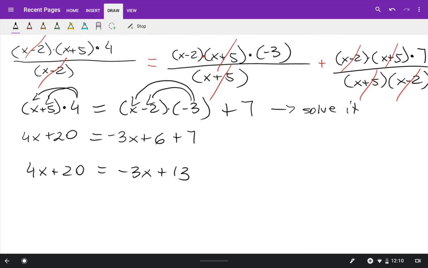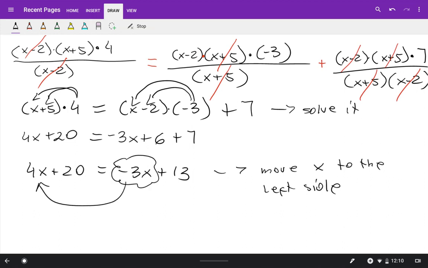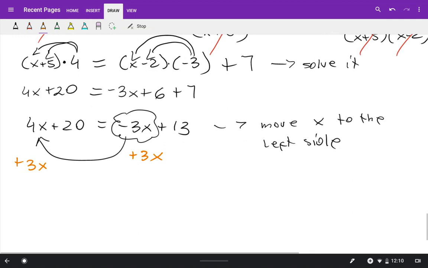Next, we're moving the variables. So move x's to the left side. So I have negative 3x, I'm going to move that to the left side. Since it's negative 3x, I'm going to add 3x to both sides of the equation. So we end up with 4x plus 3x, which is 7x. You still have that plus 20, equal, here everything cancels, 13.